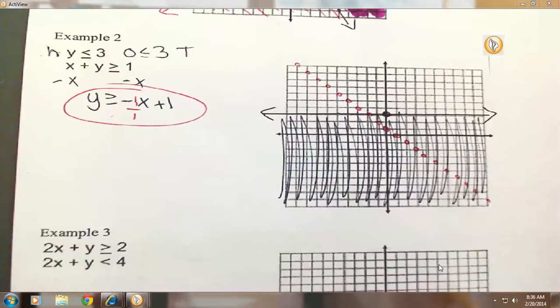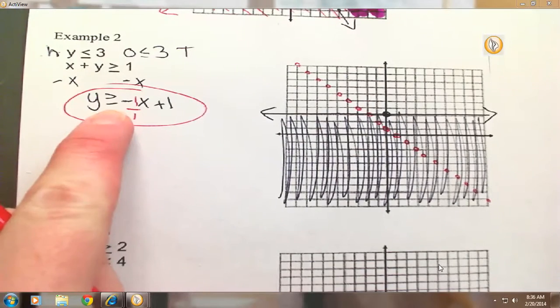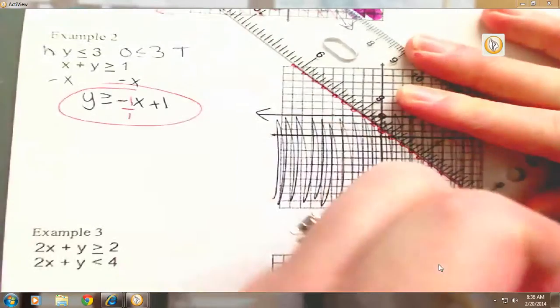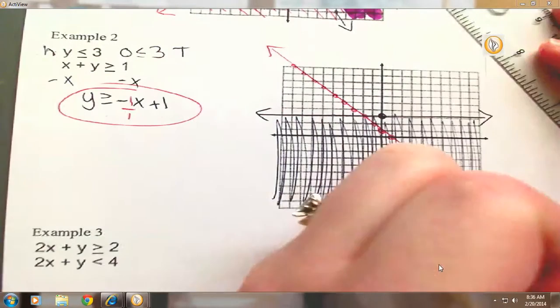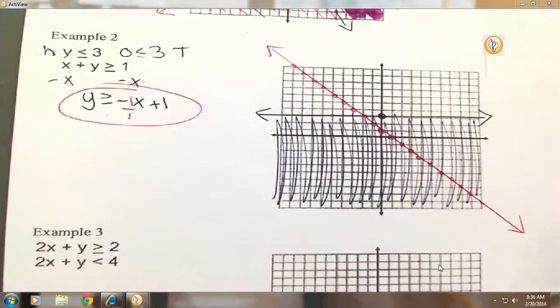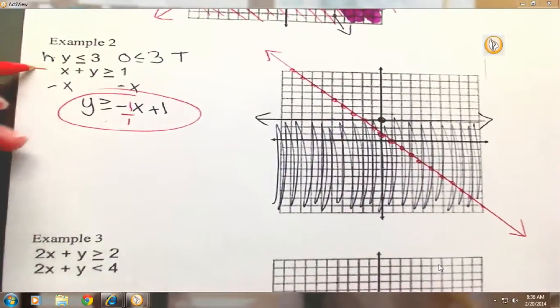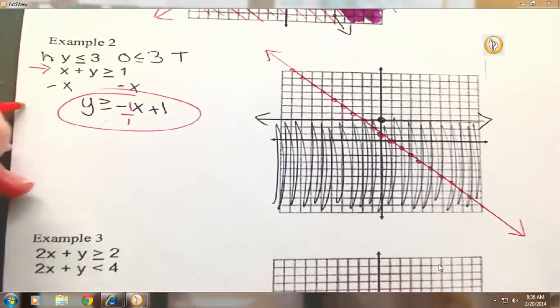This time will we use a dash or a solid line? Solid. We have a solid line under inequality, so we will use a solid line on our graph. We still need a test point. Now let me ask you, does it matter if we plug it into the original inequality or the one that we've rearranged in slope-intercept form? It doesn't matter.